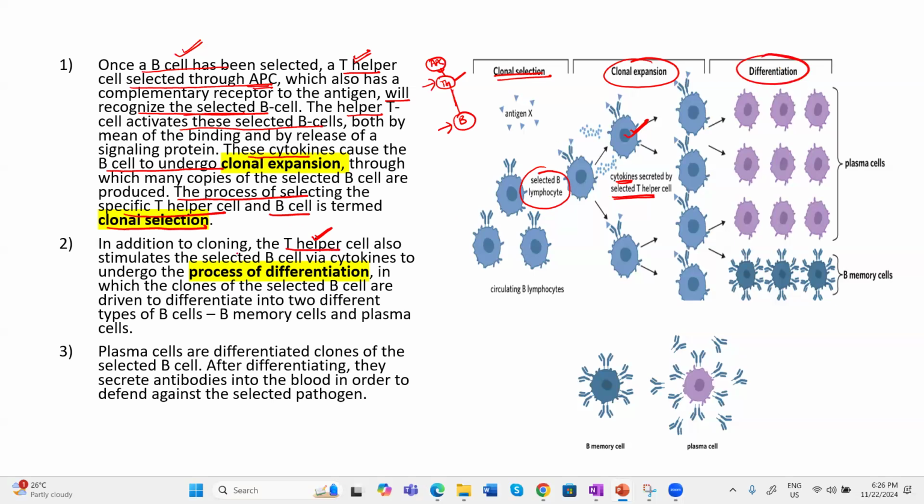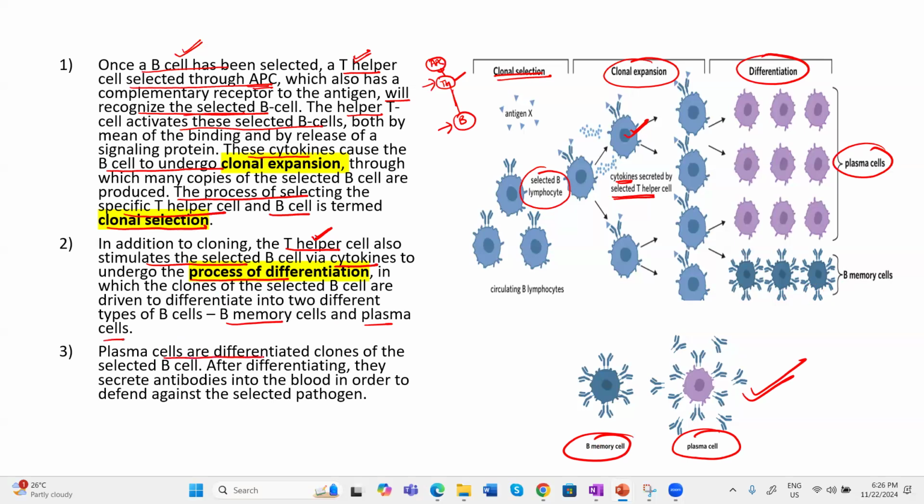So the T helper cell also stimulates the selected B cell with the help of cytokines to undergo the process of differentiation so that the clones of B cell will be differentiated into plasma cell. See here, plasma cell which secretes antibodies and memory cell which will retain the memory of the antigenic, means first interaction. So it will differentiate into two types of cell, memory cell and plasma cell.